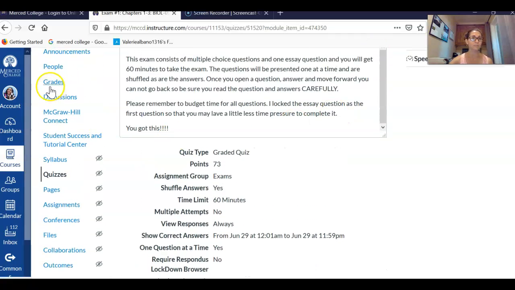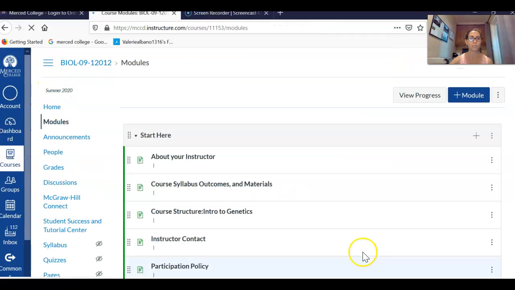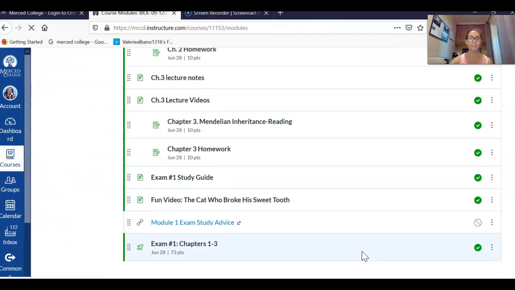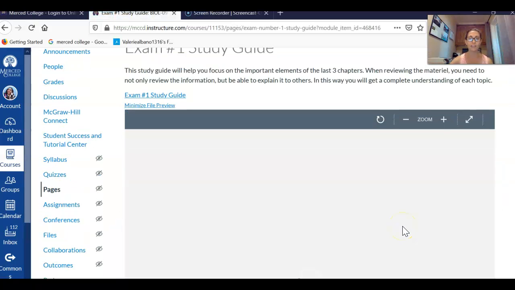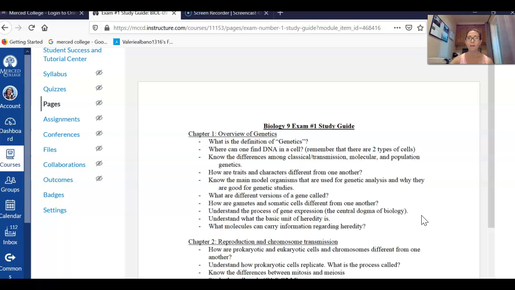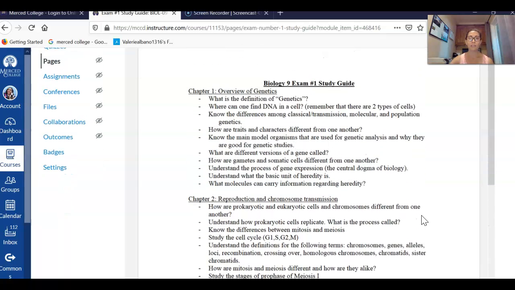So that's the exam. Let's go over to the modules here. And here's the study guide. I'm not going to pull up the PDF because I have it right here on the screen. What I've tried to do here in the study guide over the 3 chapters is identify the main elements that I'm going to be asking you questions on.